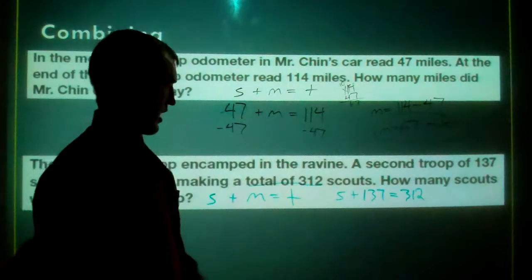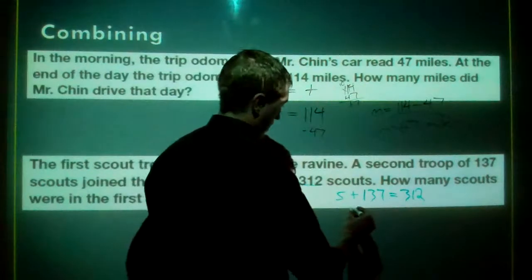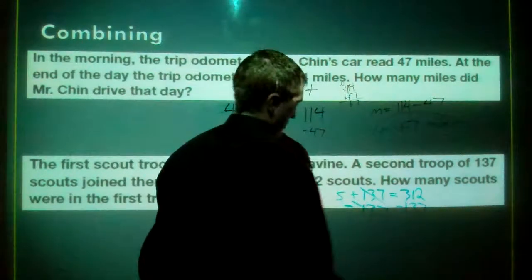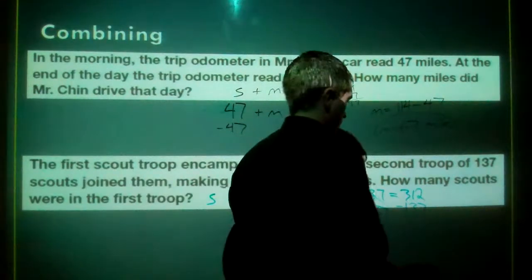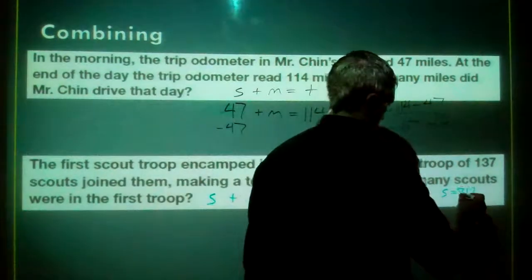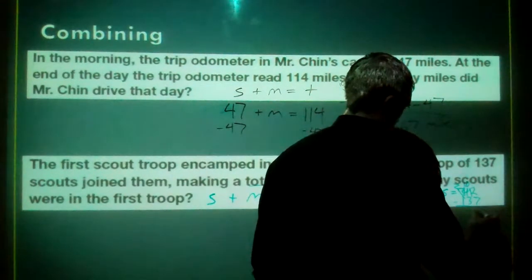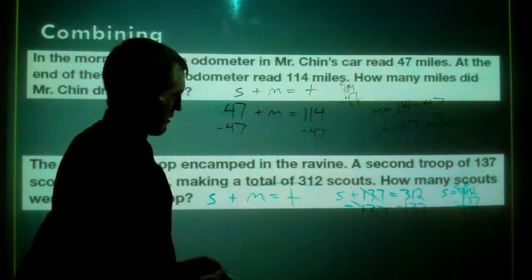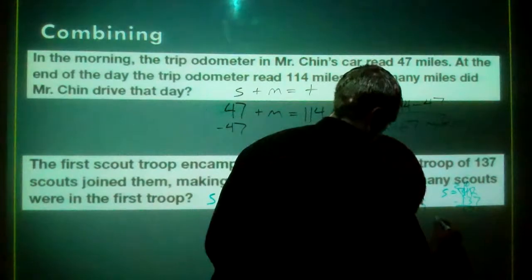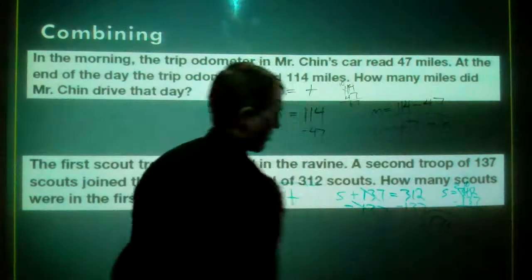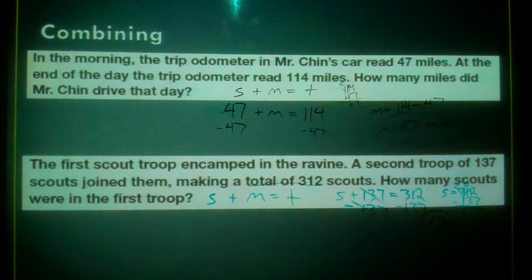In order to figure this out, looks like we're adding to that variable, so we're going to do the opposite, or the inverse. Subtract 137. Those will cancel out. Subtract 137. So S should be 312 minus 137. We go through and do that, and we should get 175 as our answer. So 175 scouts in that first group. Okay?